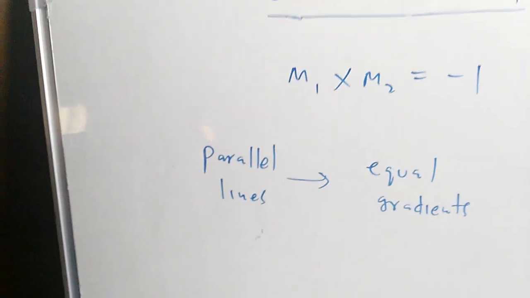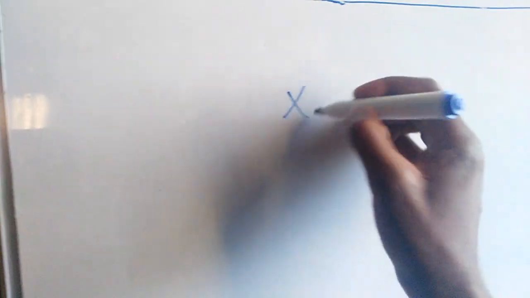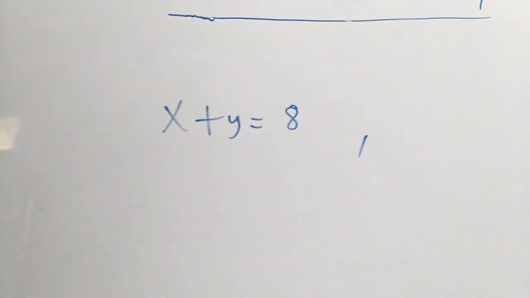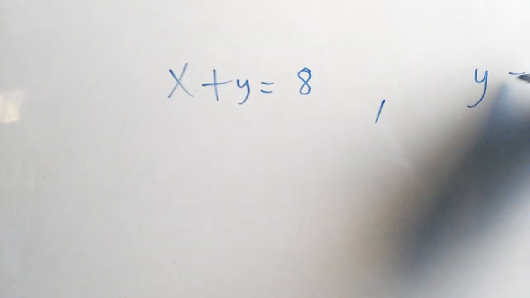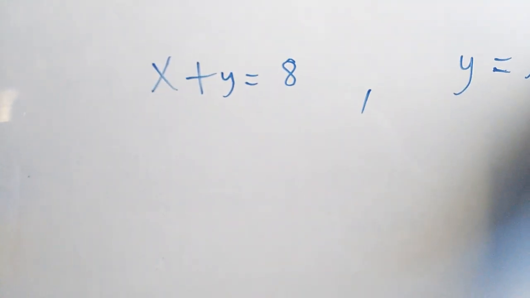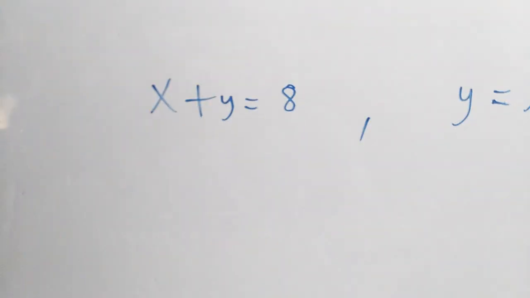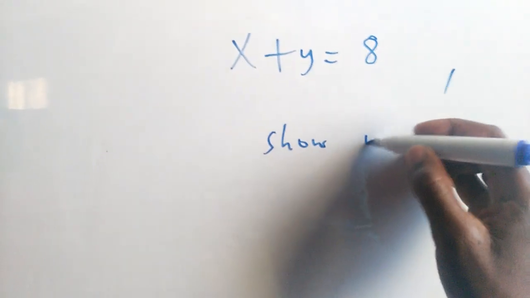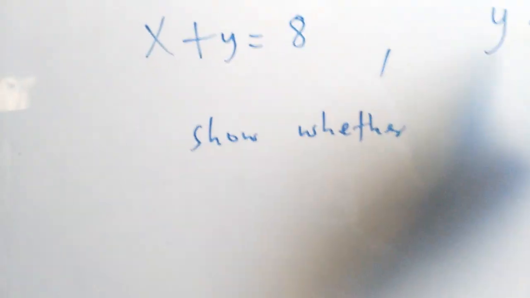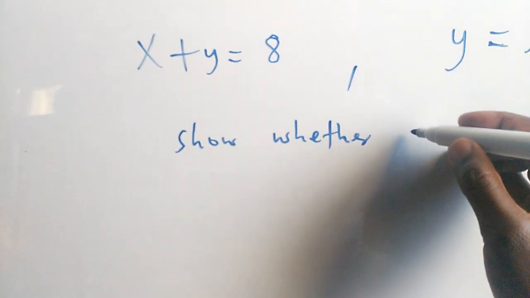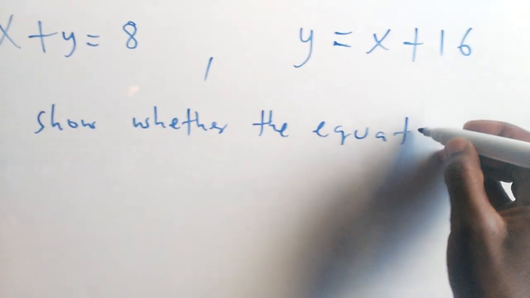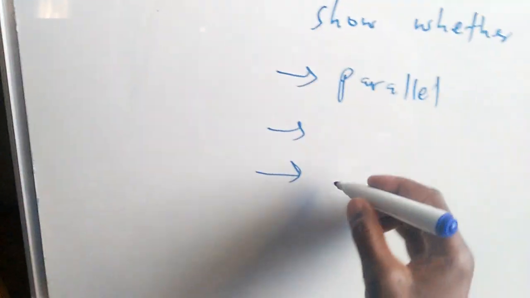So, in an equation, we can cite an example. If they say x plus y being equal to 8, and then there's this one, y is equal to x plus 16. If they say show whether these two equations are parallel, perpendicular, or neither.